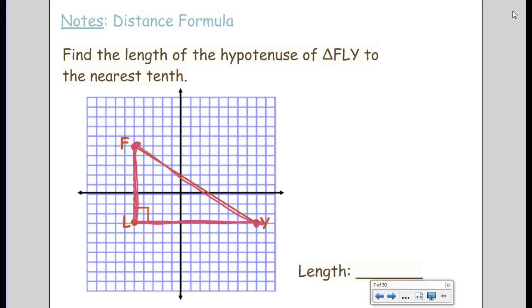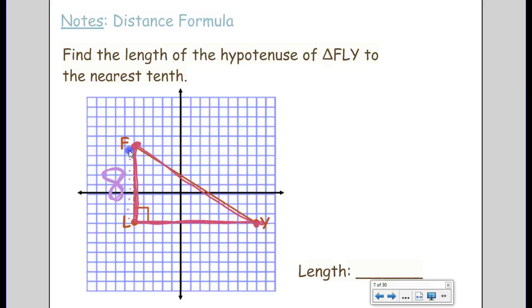Zaya, how far is it from F to L? Let's just count the boxes. Ready? 8. Everyone put 8 on that leg right there. That leg is 8. We are allowed to count because you're allowed to count up, down, and left, right. You're allowed to count vertically and horizontally.